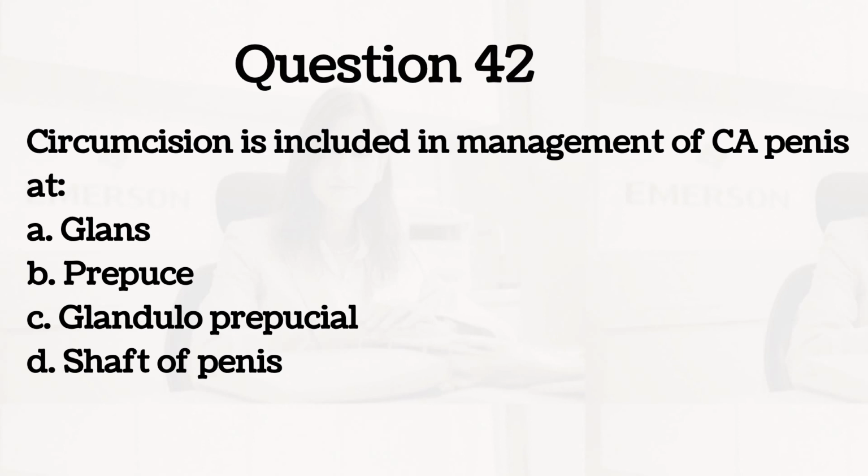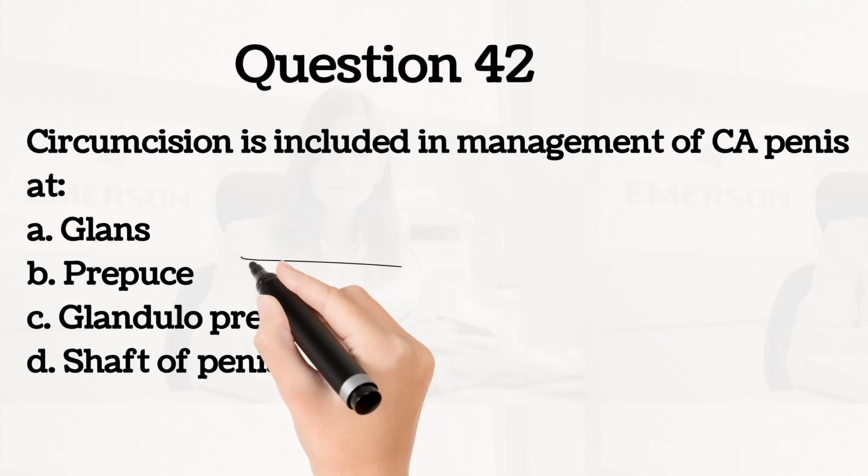For circumcision to be included in the management of CA penis, if it's on the glans, if we do circumcision, then you haven't done anything because the glans is the one which is affected, and the foreskin, which is the prepuce, should be the one which is circumcised. So I've even given the answer for this question, which is B, which is prepuce. That's how circumcision should be included, at the prepuce. Yeah, so that's the foreskin. That's what it's called.